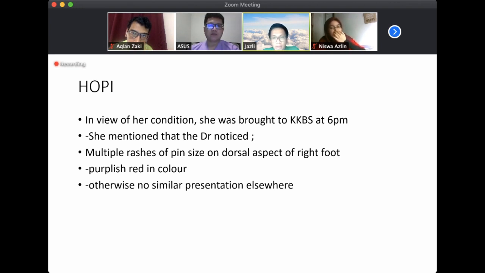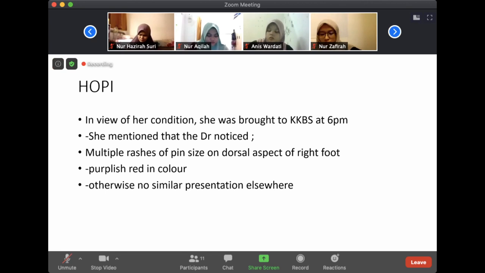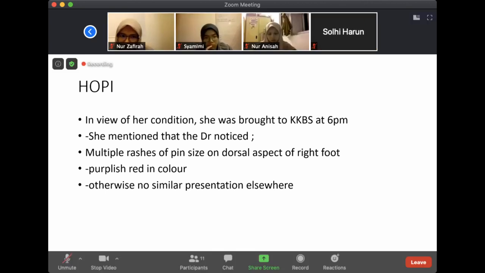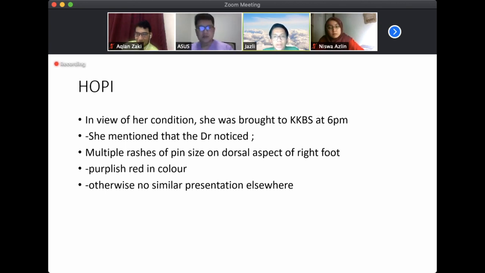On the day of admission, she mentioned that the doctor noticed that there were multiple rashes of pin size on the dorsal aspect of the right foot. It was purplish red in color. Otherwise, there is no similar presentation elsewhere. There is no skin changes at any other part of the body.